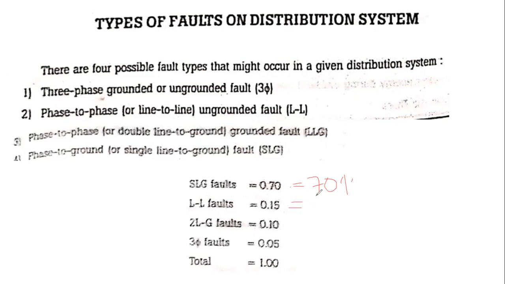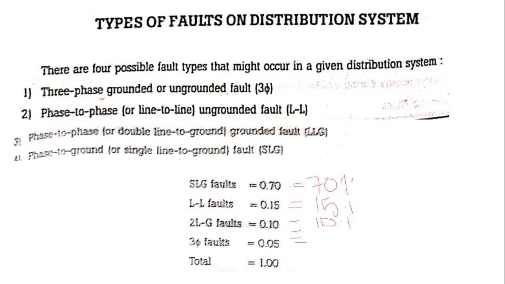These faults are very rare, about 15%. Next is the double line to ground fault, or phase to phase grounded fault. In distribution systems, this type of fault accounts for 10%.